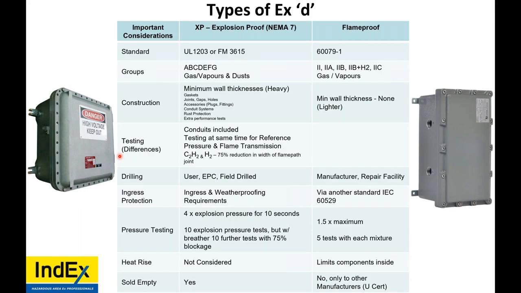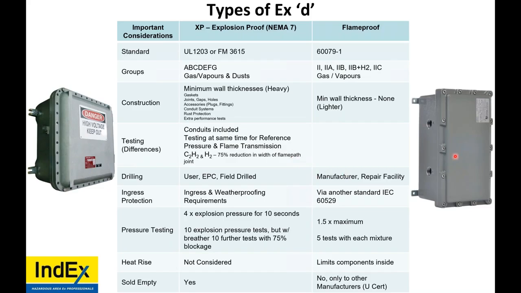Now, the testing differences. Explosion proof is tested with the conduit system attached. Now, the barrier, the seal, will be 18 inches, 450 millimeters away from this device. Testing is conducted at the same time for the reference pressure and flame transmission test. Flameproof does not have any of those tests done. The acetylene and hydrogen testing on these devices for explosion proof requires a 75% reduction in the gap, I should say, of the flame path joint.